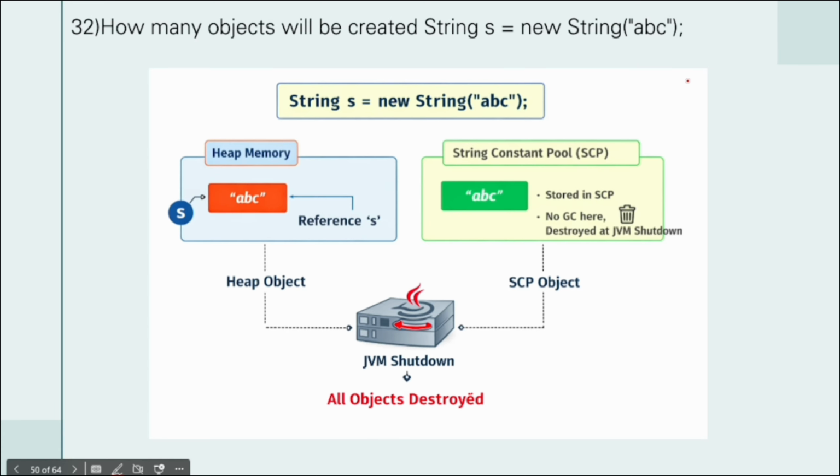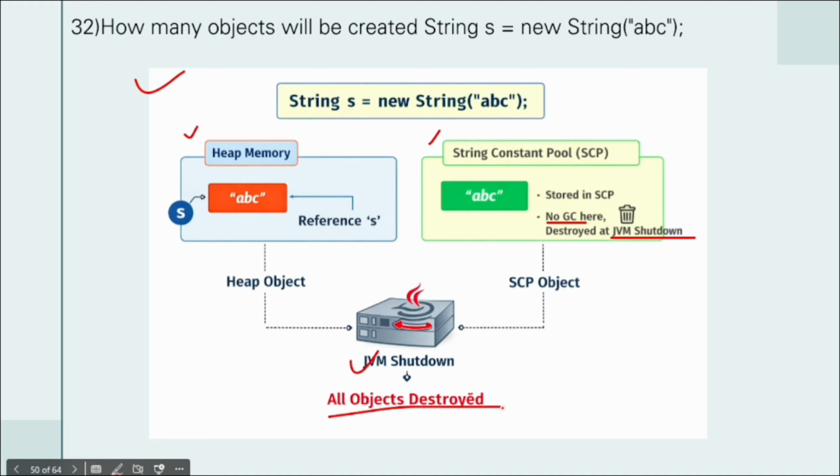Now moving to our next slide, which is the visual diagram of what we have just discussed. There will be two objects, one in the heap and another in the string constant pool. As we know, in the heap memory area we have our garbage collector, right? But in the string constant pool we do not have any garbage collector, so it will be destroyed automatically at the time of JVM shutdown.